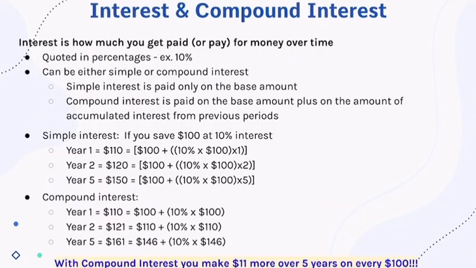With compound interest, you make $11 more over the 5 years on every $100. It may not sound like a lot of money, but that's only because it's $100. Imagine if it was $10,000.